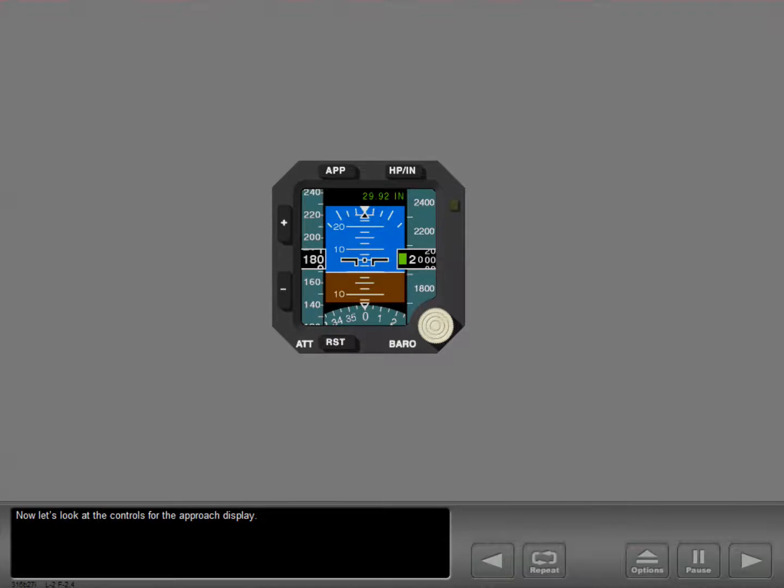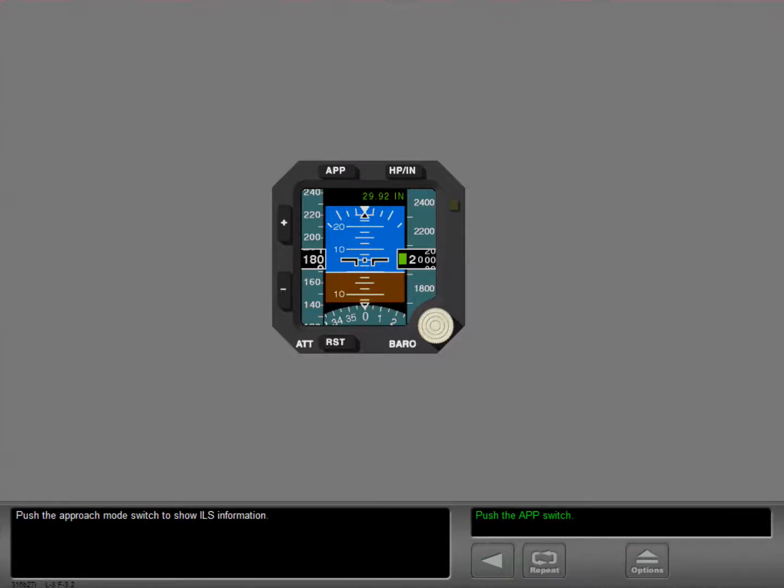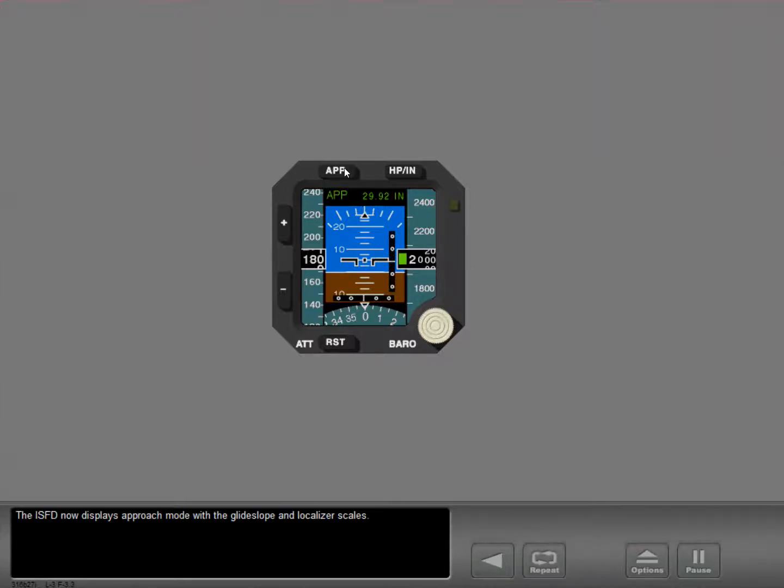Now let's look at the controls for the approach display. The approach mode switch controls the ILS information displayed. Push the approach mode switch to show ILS information. The ISFD now displays approach mode with the glide slope and localizer scales.